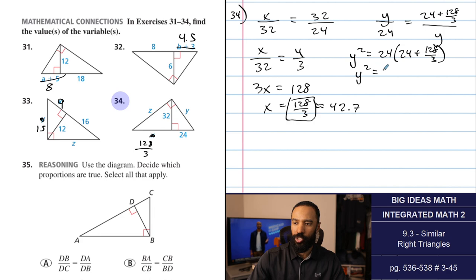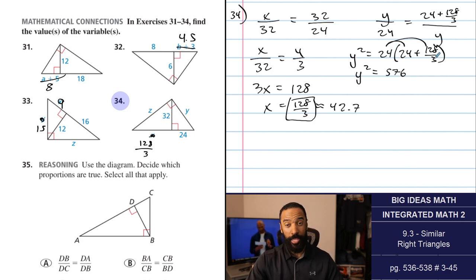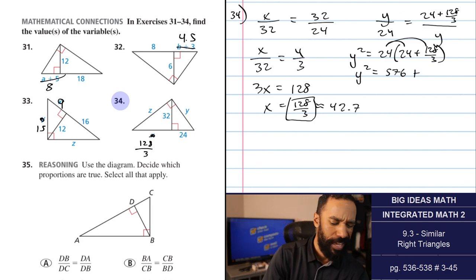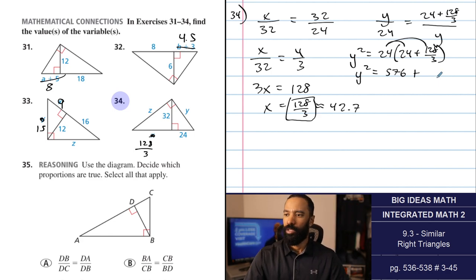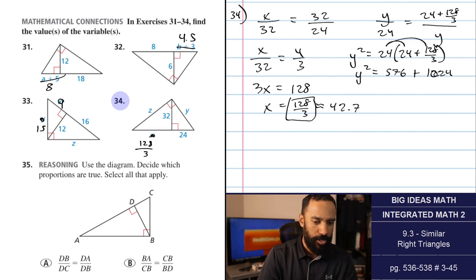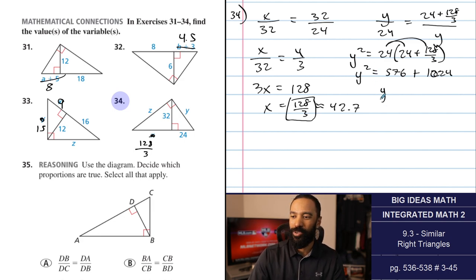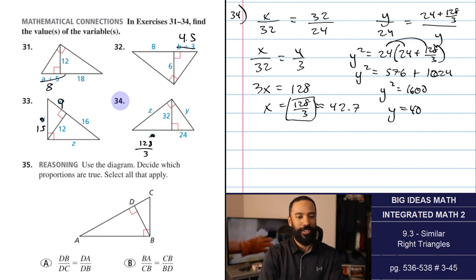Nothing pretty about that. Hold on a second. Let's distribute that. 24 times 24 is 576. 24 can divide by this 3, and I get 8. 8 times 128, I don't know, 1024, is that going to work? 8 times 128 is 1024. Let's just do this in calculator, plus 576, and I get 1600. So Y squared is 1600, therefore Y is going to be 40. I did not know that was going to clean up so well.